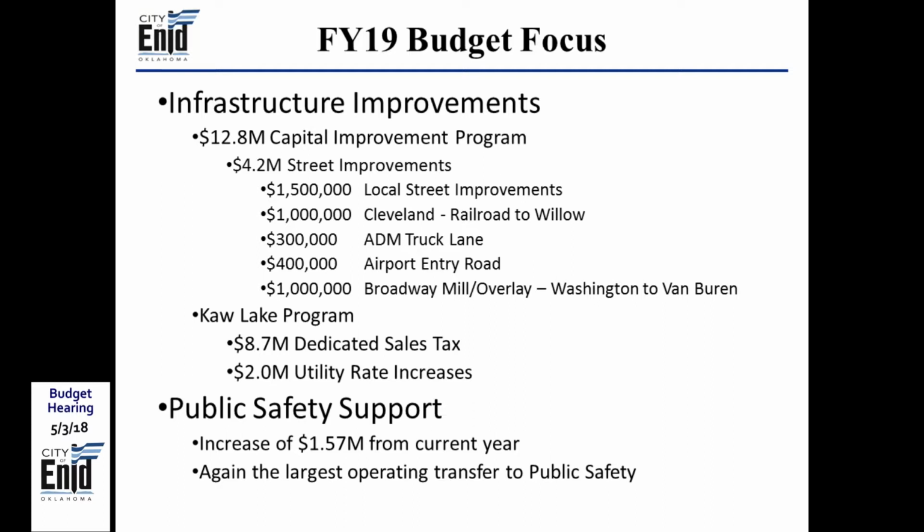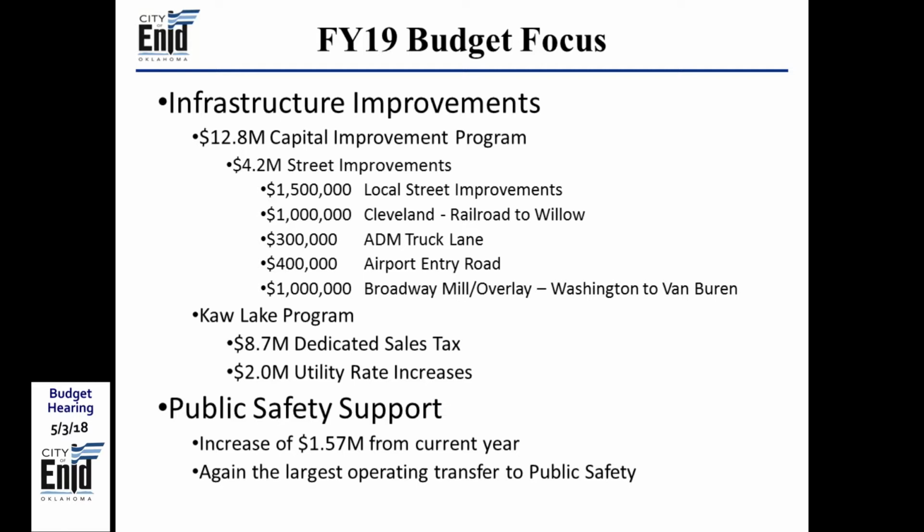There's the ADM truck lane, which was part of the ADM TIF that was just passed a few months ago. There's an airport entryway road, which goes along with the upgrades we're doing out at the airport with the terminal. They would like to get that road redone as part of that. And then there's another $1 million to do the mill and overlay on Broadway, continuing from Washington to Van Buren. The college program included in this budget has $10.7 million, all debt-related. 8.7 of that comes from sales tax, and $2 million of it is from utility revenues that are set aside for that. And then we have public safety support.